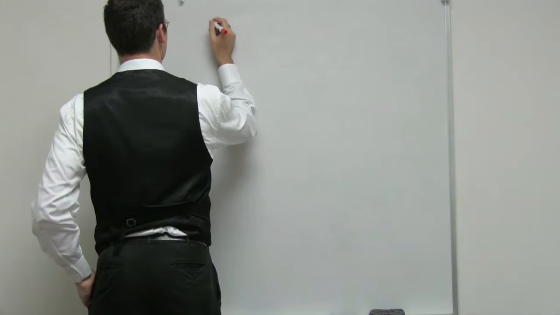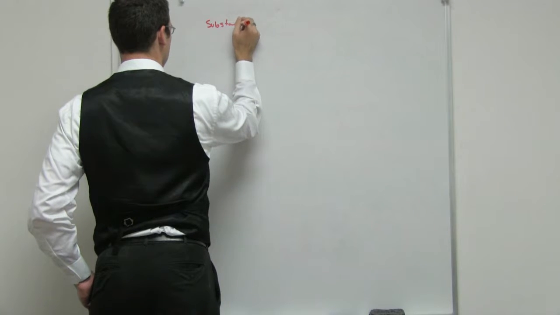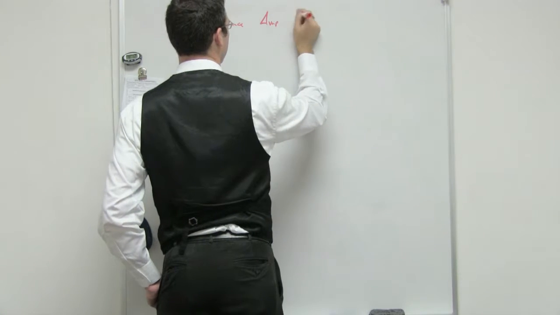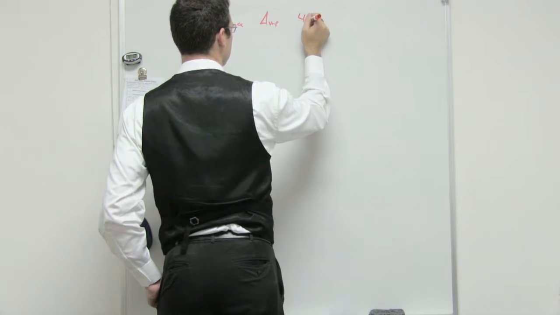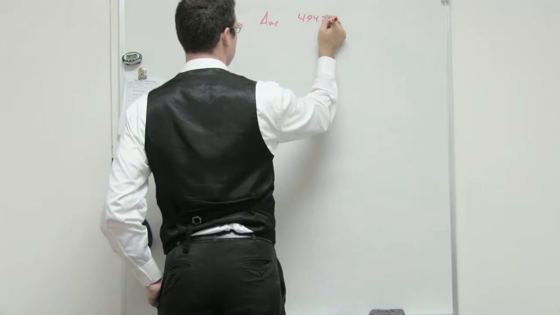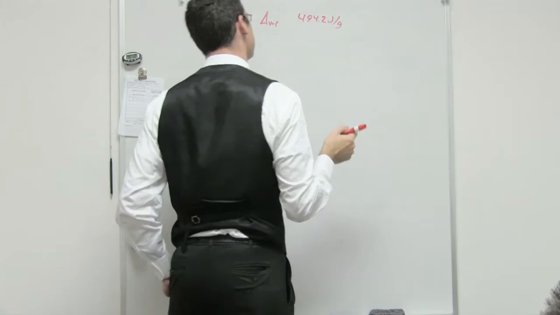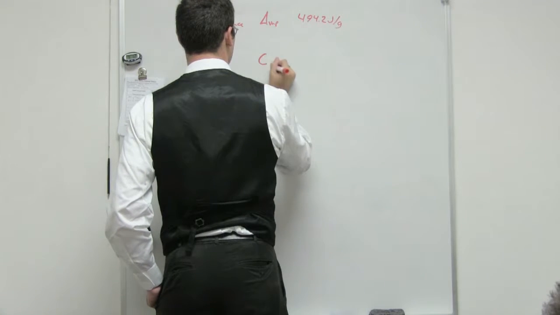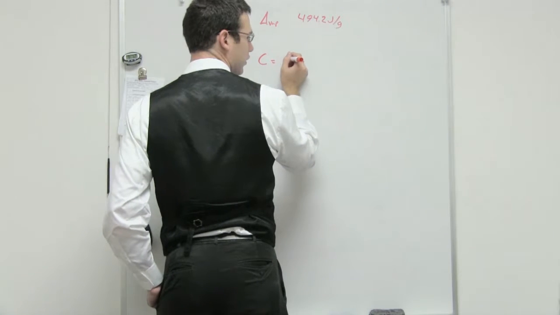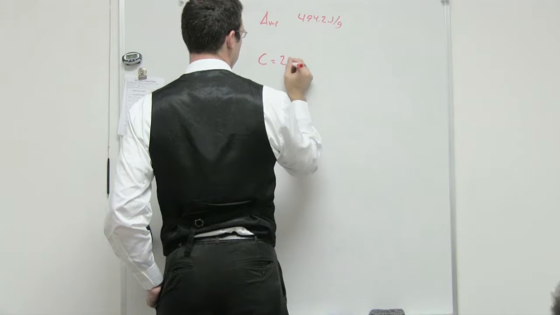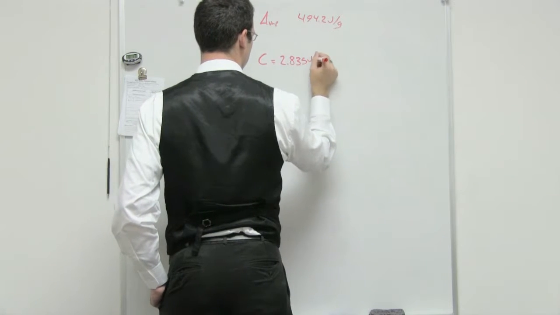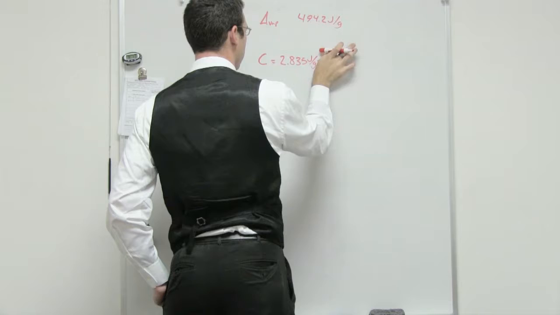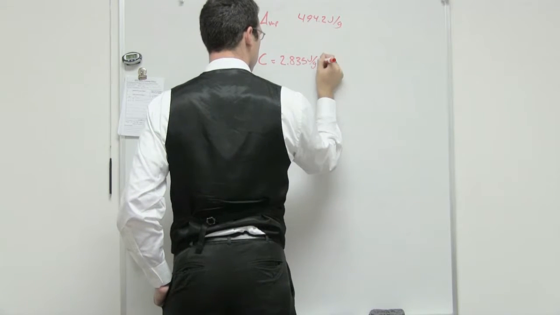Substance Z has a heat of vaporization of 494.2 joules per gram, and a specific heat of 2.835 joules per gram Kelvin. Well, it'll be the same thing as Celsius, because it's just a change in temperature. It's just a shift.